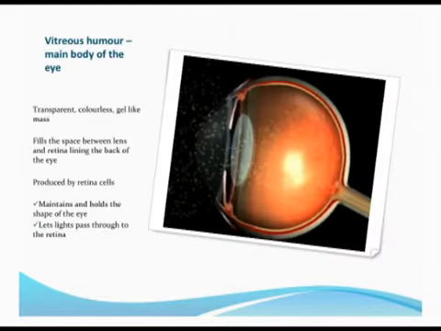After the lens, the light reaches the vitreous humour, the gel-like substance that fills the main body of the eye. And this gel-like substance is produced by the retinal cells, and it maintains the shape of the eye and gives the eye its main body. And it also lets light pass through onto the retina, which lines the back of the eye.